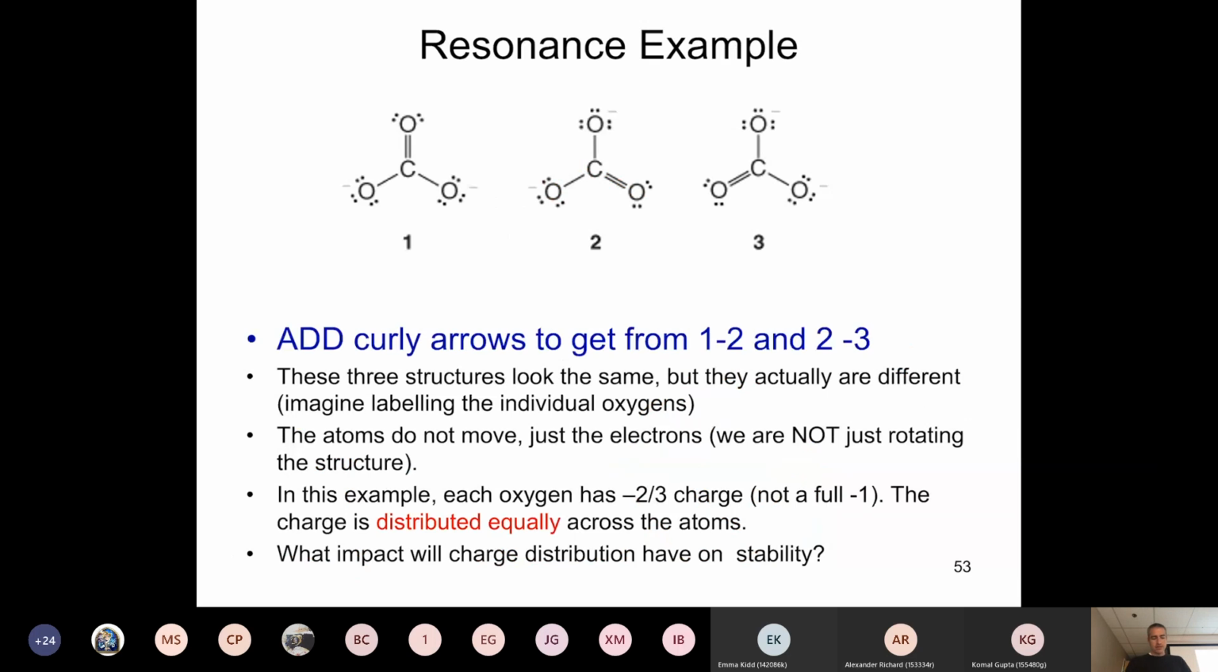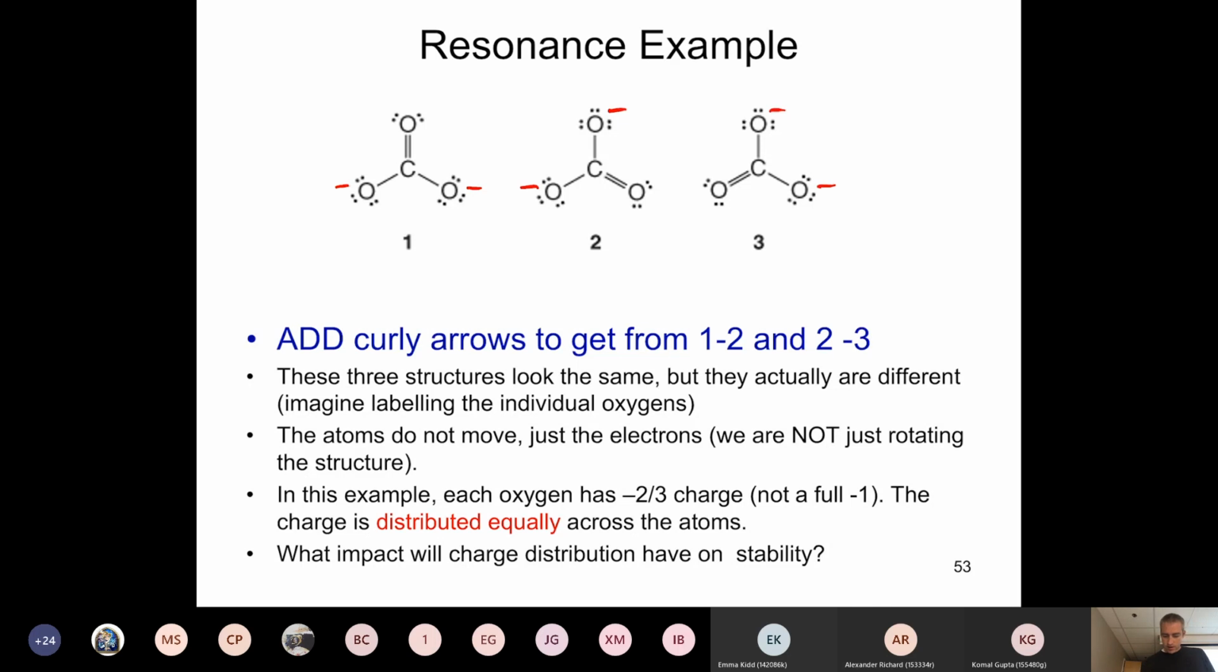So here's an example of resonance. This is the carbonate anion. Carbonate is what you get if you dissolve carbon dioxide in water, which of course happens in the oceans a lot. You can see it has negative charges on these two bottom oxygens, and then there's a double bond to the other oxygen. Everything has a full octet. These are great resonance structures.